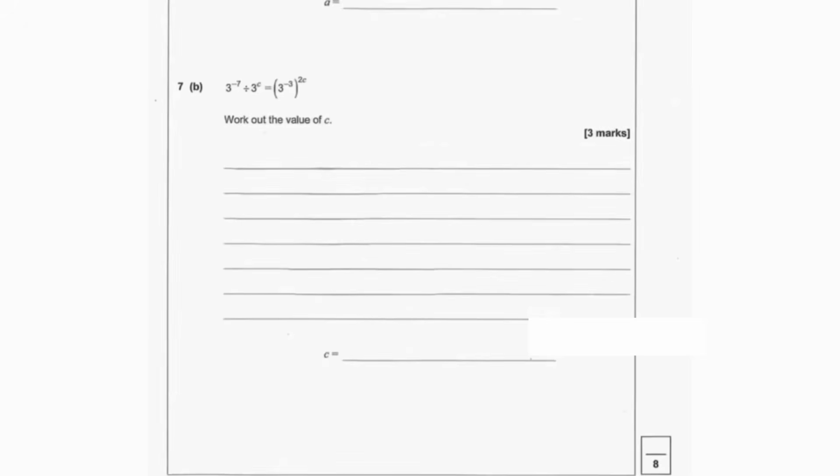That is your answer. Part B says 3 to the power of negative 7 divided by 3 to the power of c equals 3 to the power of negative 3, bracket close, then 2c in the power. Work out the value of c. We're again applying rules of indices over here.